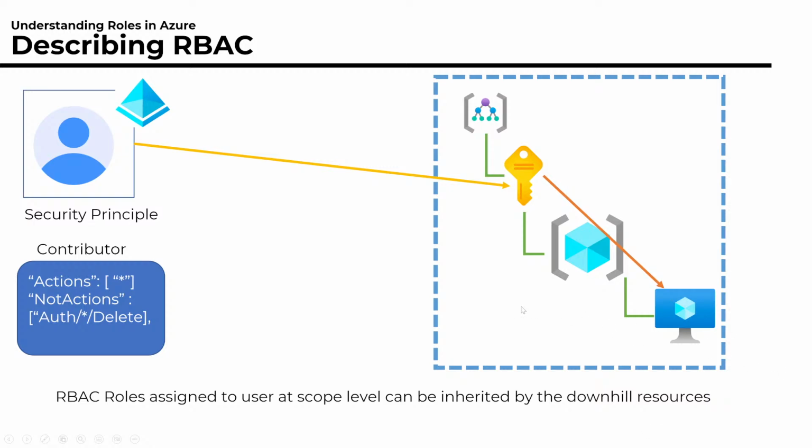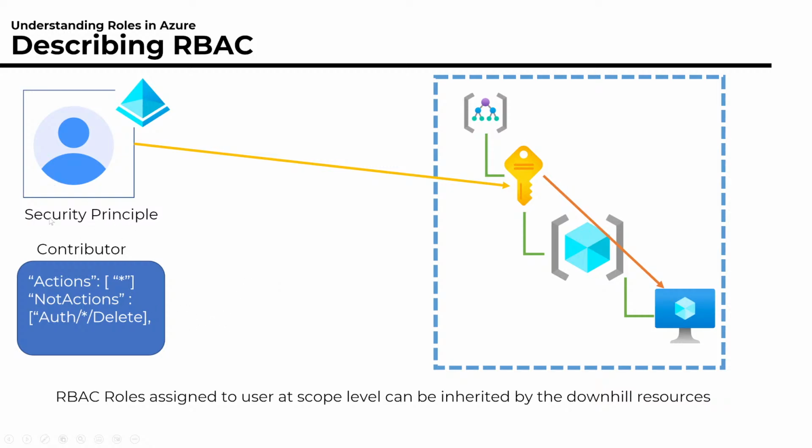So let's assume this scenario: we have a security principle, and we are assigning access to the user at the Active Directory level. We are assigning the contributor access, where he will have access to perform all the actions except the authorization to delete. We assign that access at the subscription level. So whatever access we have provided to this particular user at the subscription level will be inherited by the resource group and the resources as well.